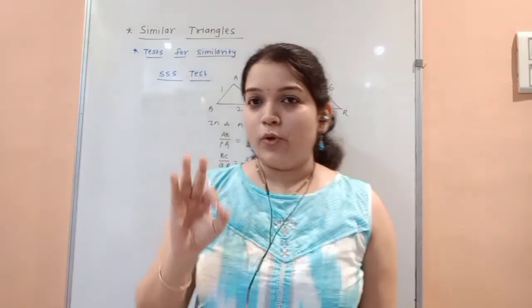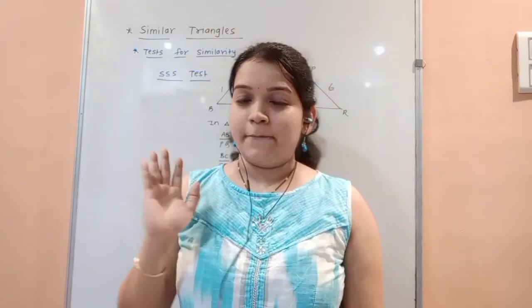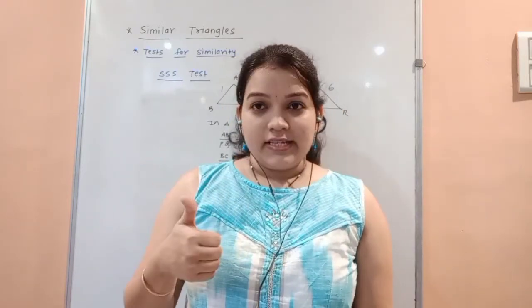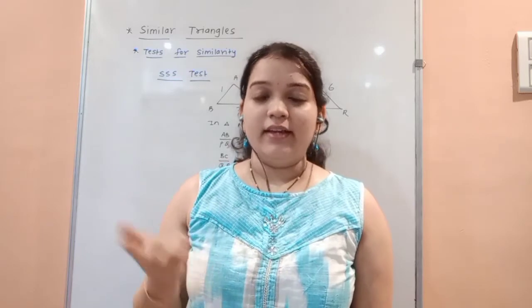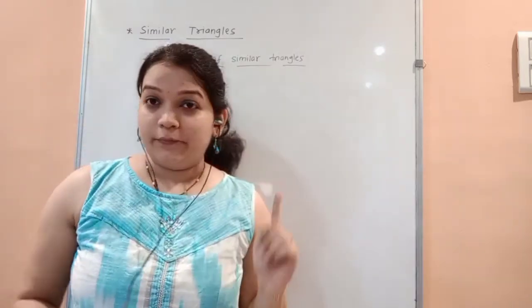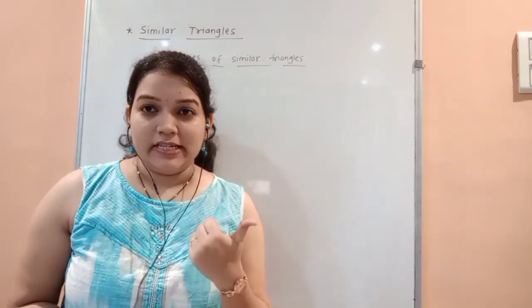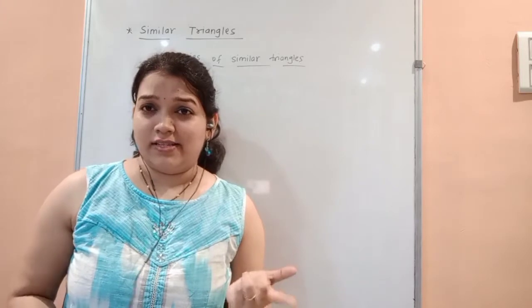Okay, now next thing is properties of similar triangles. There are 3 properties of similar triangles. Already you have studied these properties. Okay, reflexivity, symmetry and transitivity. What it means, we'll see. Now see, three properties. Which are the three properties? Reflexivity, symmetry and transitivity. Very simple.